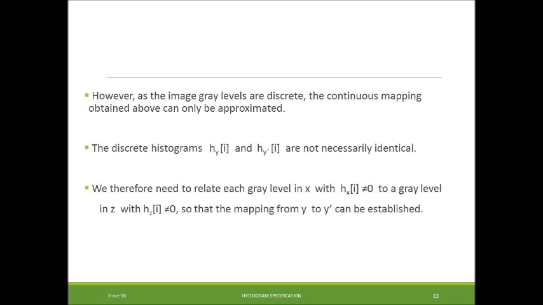However, as the image gray levels are discrete, the continuous mapping obtained above can only be approximated. The discrete histograms hy of i and hy dash of i are not necessarily identical. We therefore need to relate each gray level in X with hx of i not equal to 0 to a gray level in Z with hz of i not equal to 0, so that the mapping from Y to Y dash can be established.